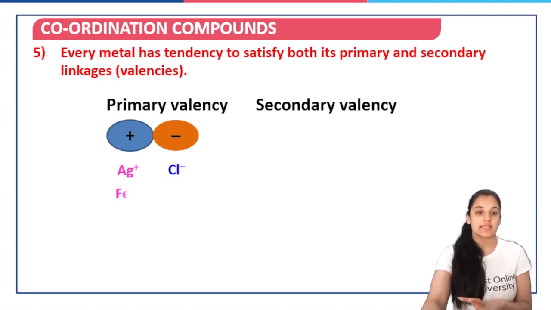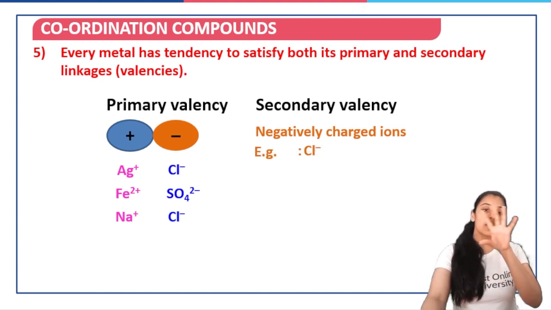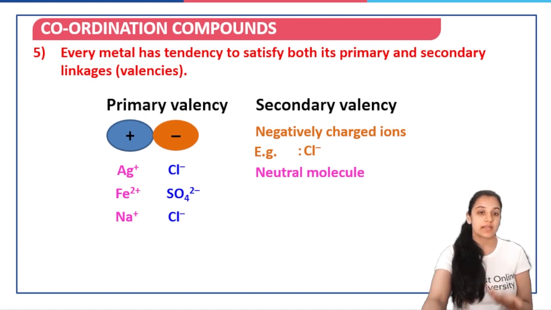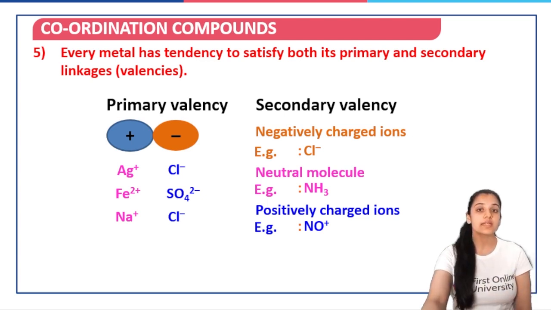Suppose Ag plus and Cl minus, Fe2 plus, SO4 2 minus, Na plus, Cl minus. But in case of secondary valency, overall it is the negatively charged ion, say Cl minus, that satisfies the secondary valency, or there could be a neutral molecule like ammonia, or there could be positively charged ions like NO plus also, all of which will have a lone pair of electrons that they are going to donate, that is, not mutually share, but donate, resulting in the formation of coordinate bonds.